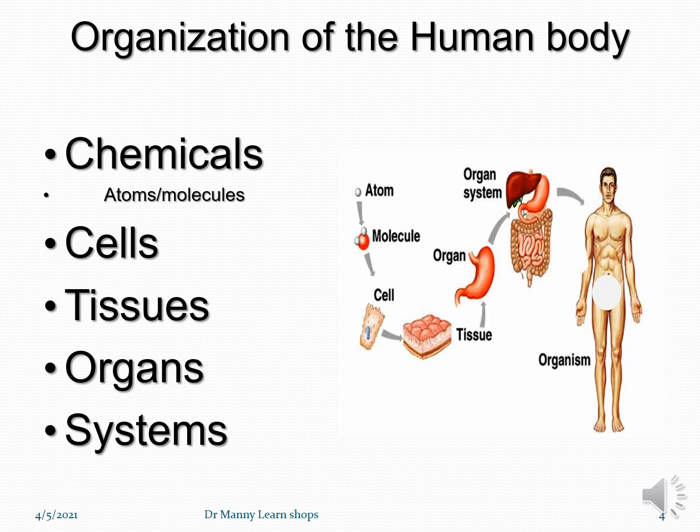So when we look at the human body, it's organized. It's organized via certain features, which typically involve cells. Cells together create tissues. Tissues together create organs. And organs together create systems.